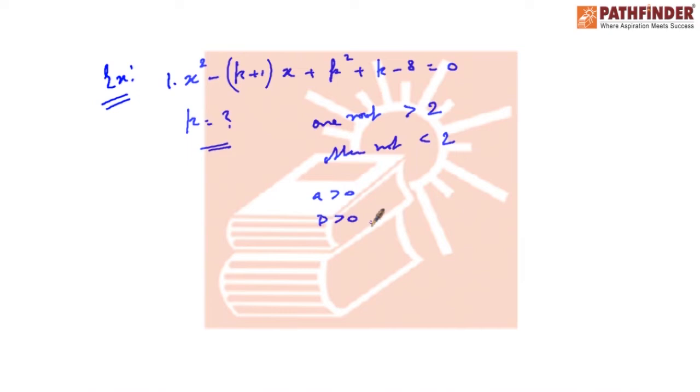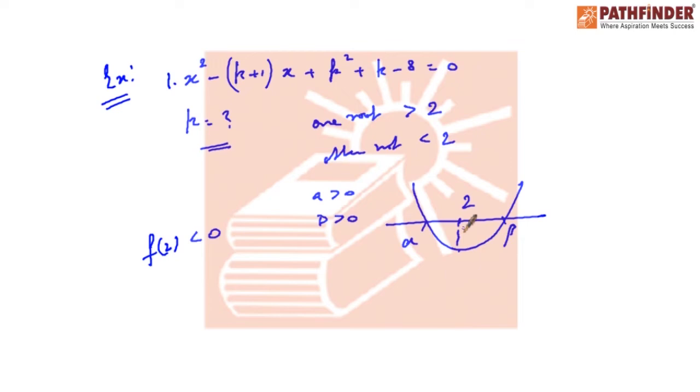We have already identified this. So, this is the diagram. One root is greater than 2 and the other root is less than 2. So, of course, this is the case. F2 must be a negative quantity because one root is greater than 2 and the other root here is less than 2.